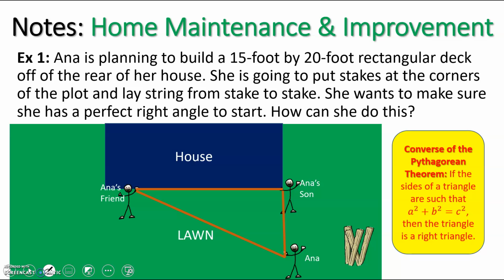Now, the converse of the Pythagorean theorem tells us that if the sides of a triangle are such that A squared plus B squared equals C squared, then the triangle is a right triangle. Because we have 20, 15, and 25, and we know that 20 squared plus 15 squared does in fact equal 25 squared, that tells us that the angle at which Anna's son is standing against the house is in fact a right angle. And so we're done.